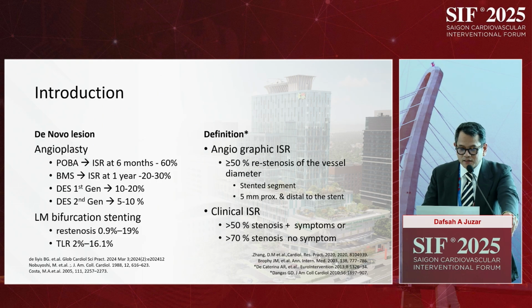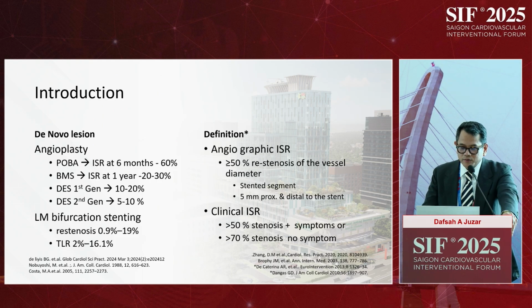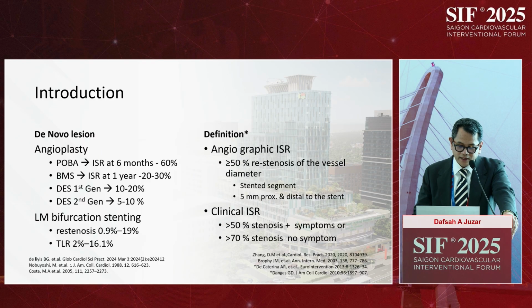By definition, we usually use two definitions. Angiographic ISR is greater than 50% restenosis in the vessel and stented segment and 5 millimeters proximal and distal to the stent. And clinical in-stent restenosis is stenosis greater than 50% with symptoms, or greater than 70% with no symptoms.